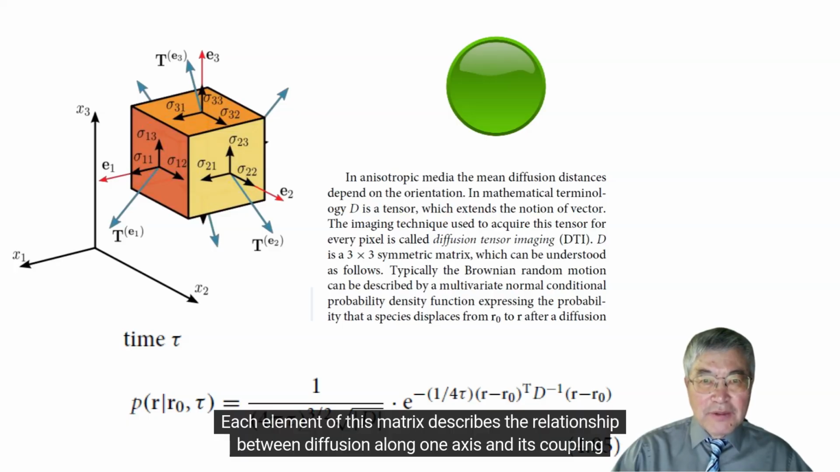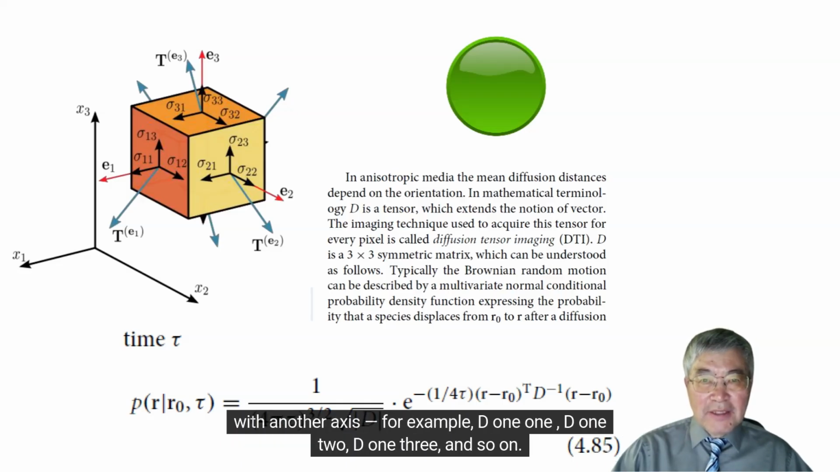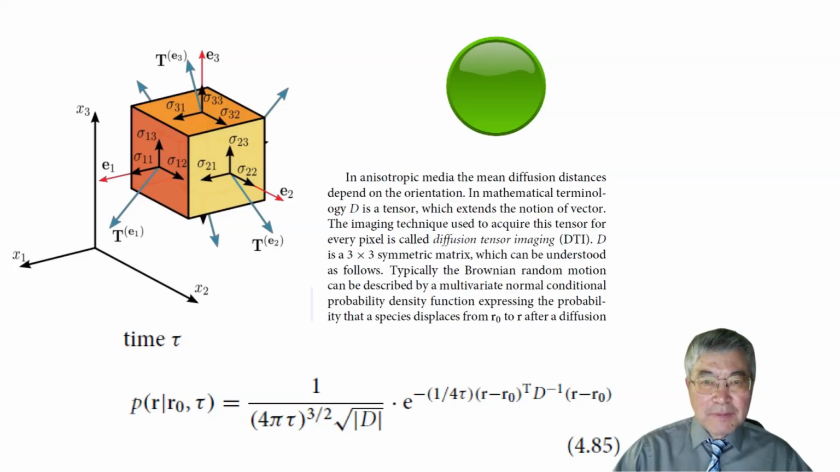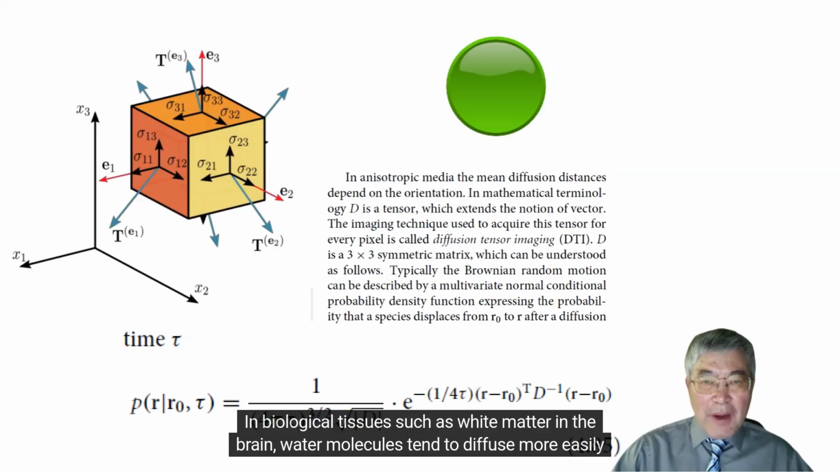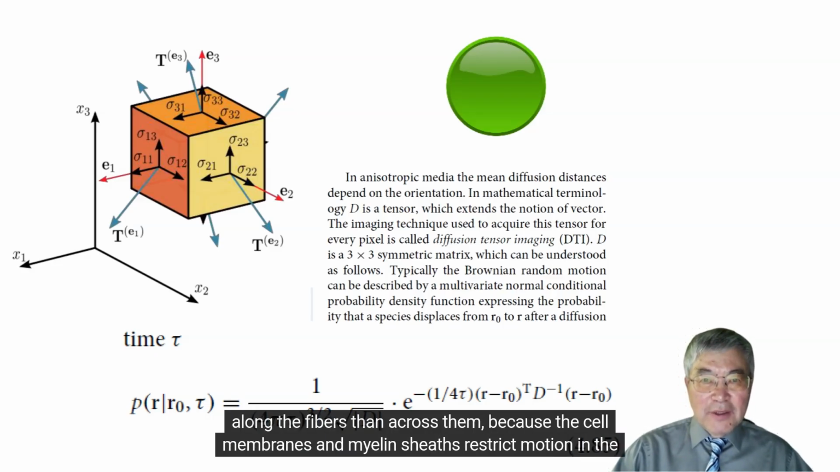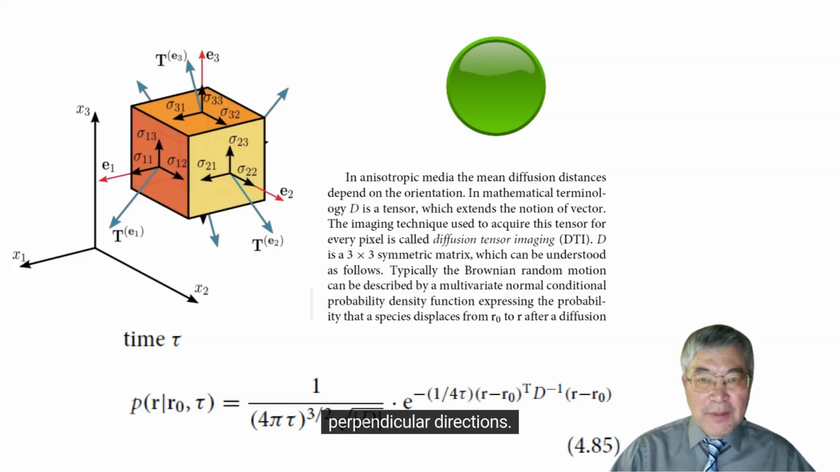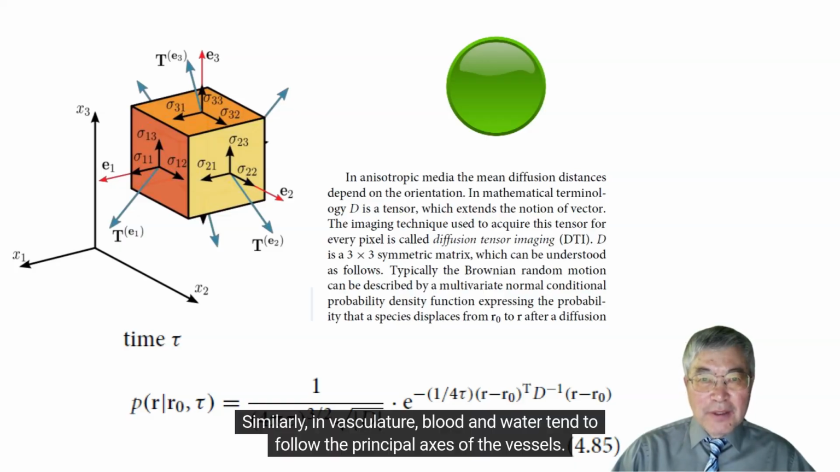Each element of this matrix describes the relationship between diffusion along one axis and its coupling with another axis, for example, D11, D12, D13, and so on. This means the diffusion process is anisotropic or directionally dependent. In biological tissues, such as white matter in the brain, water molecules tend to diffuse more easily along the fibers than across them, because the cell membranes and myelin sheaths restrict motion in the perpendicular directions. Similarly, in vasculature, blood and water tend to follow the principal axes of the vessels.